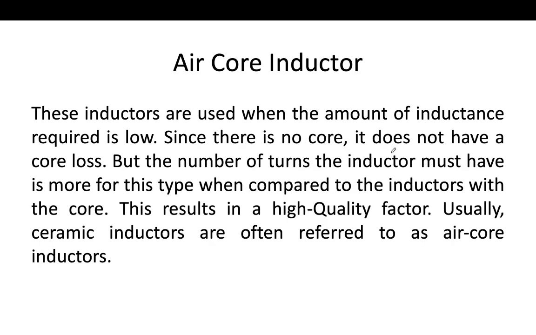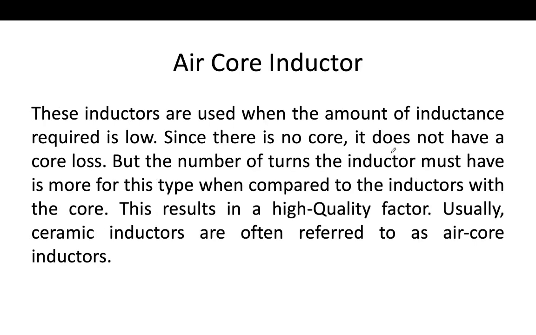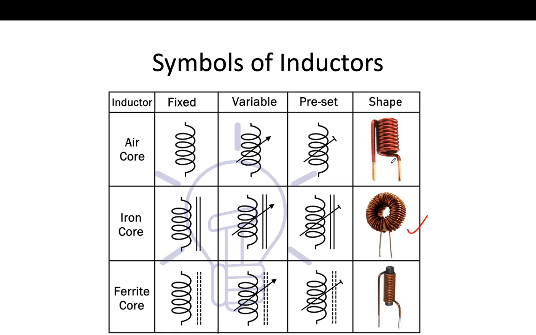So where do we use this type of inductor? These inductors are used when the amount of inductance required is low. As we studied, iron core inductors are mostly used in high frequency or in audio equipment, but where we want to use low power or low energy equipment, there we use the air core inductor, because the amount of inductance required is low since there is no core. That's why there is air in between the wires. You can see there is no core in that.